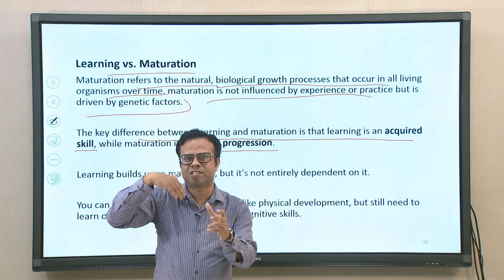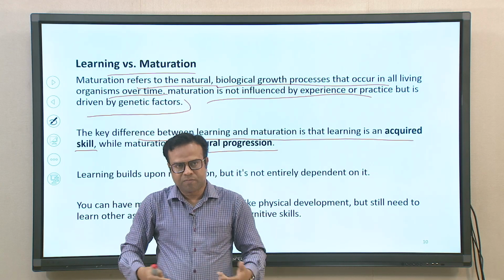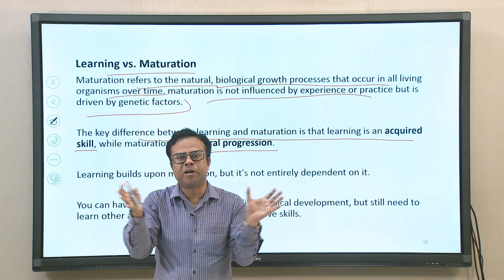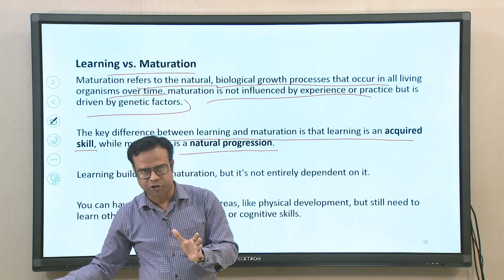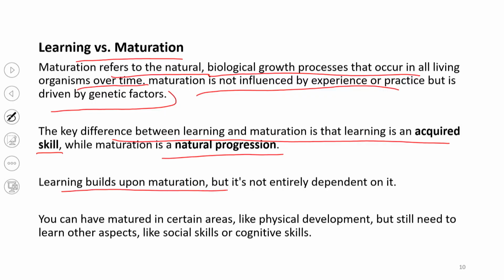In every stage, certain changes happen in their body-mind structure, some new changes happen. These are all called maturational processes. It is a natural progression. It is not because of their experience. So, learning builds upon maturation. Maturation provides the necessary foundation to learn something new, so both are dependent on each other. Certain learning can happen only when certain maturation happens. Before that you cannot learn.